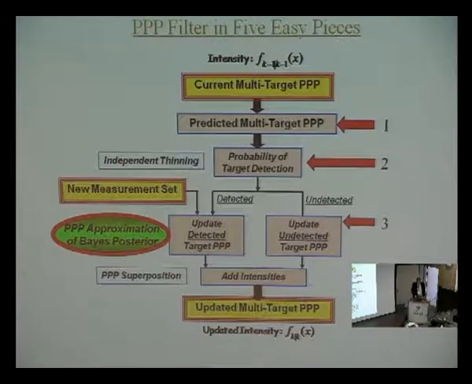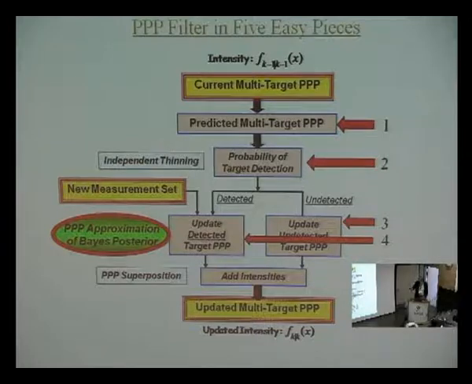These are independent processes. We're going to update the undetected point process, and we're going to update the detected point process. Now, when I update the detected target Poisson point process, the update is not Poisson. Oops. I just hit a barrier. I can't recurse and go outside my system. So that's where this gets projected onto a PPP as an approximation to the Bayes posterior.